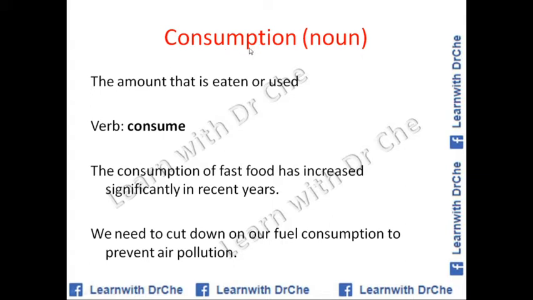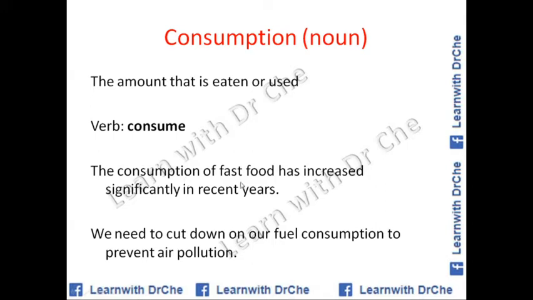At one place you use the noun form, and when you need to talk about a similar word, vary your language and use the verb form to make your language more attractive. This is called range of vocabulary, which you will see in the marking criteria. The amount that is eaten or used is called consumption.